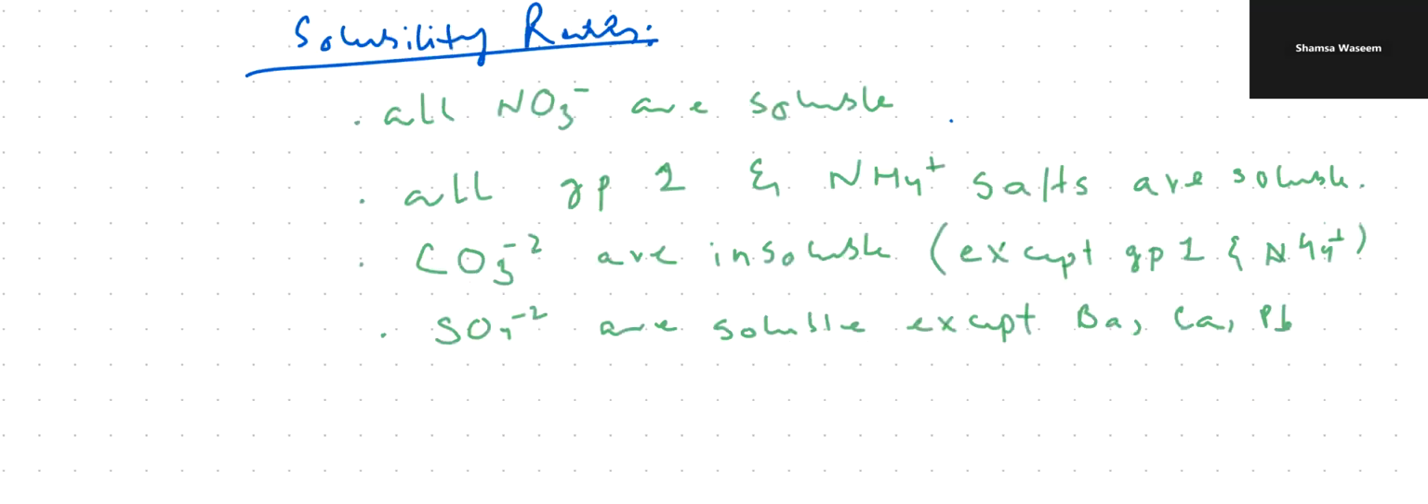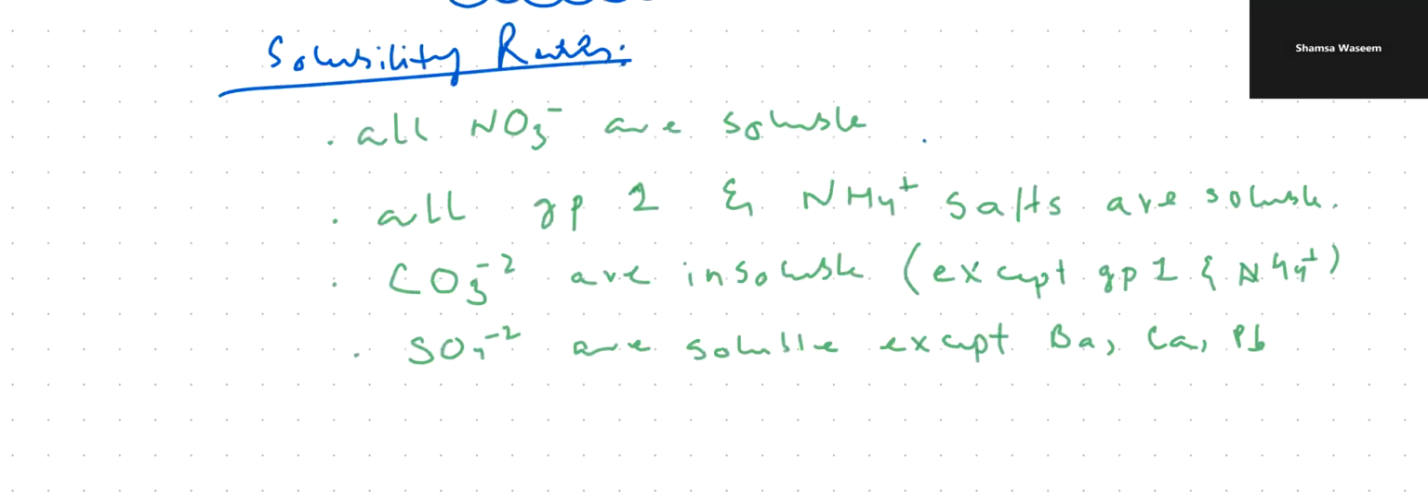Then in the end we're going to talk about chlorides. So chlorides are soluble, right? Except, here's also an exception. Chlorides are soluble except lead, silver, and mercury, right? Mercury is not in the syllabus. We're going to say that except lead and silver. Silver chloride is insoluble, lead chloride is insoluble. Other than that, the rest of the chlorides are going to be soluble.